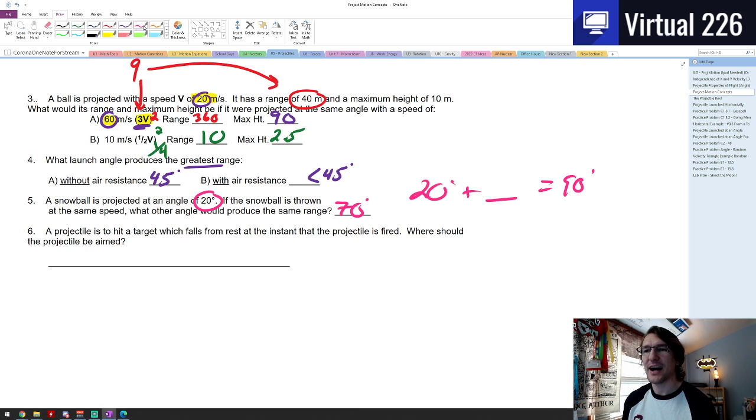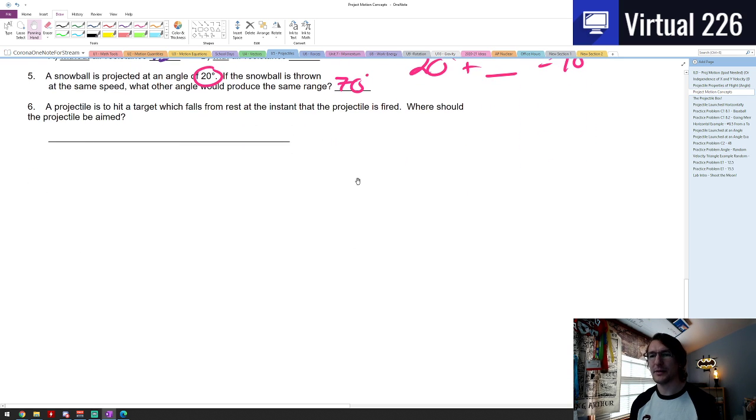I don't know. And for the last one here, this one's really interesting. A projectile is to hit a target which falls from rest at the instant the projectile is fired. Where should the projectile be aimed? Now, maybe that sounds a little weird to you, how that's worded, but this is where this question comes from. It's a classical physics problem, from ages ago. And the problem goes like this.